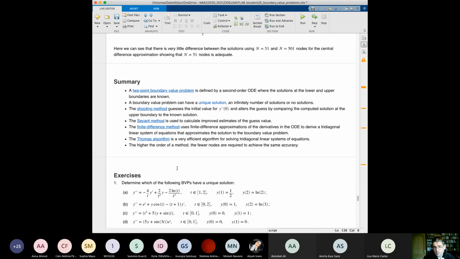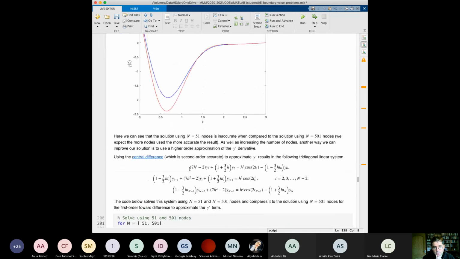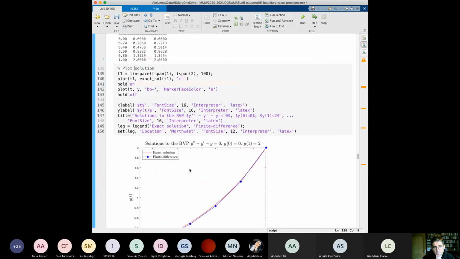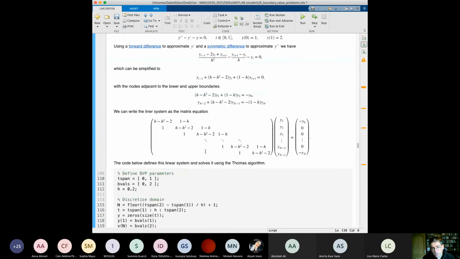The finite difference method uses an algebraic approximation for derivatives, and that results in a tridiagonal linear system of equations which we can solve. The Thomas algorithm is very efficient for solving tridiagonal linear systems. If I go back up, we could have used something like Gaussian elimination. Next week we'll be looking at some techniques for solving linear systems. So we don't have to use the Thomas algorithm, but it is by far the most efficient for a tridiagonal system.